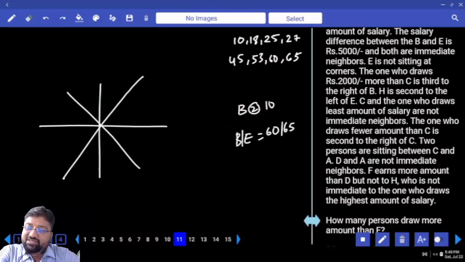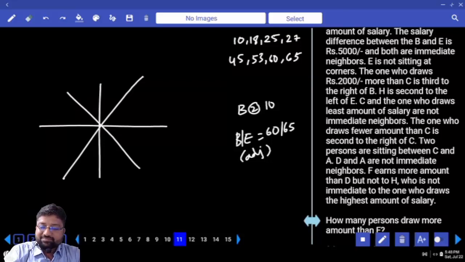B and D are neighbors or not neighbors? And both are adjacent. E is not sitting at the corner, E is sitting in the middle of the table.